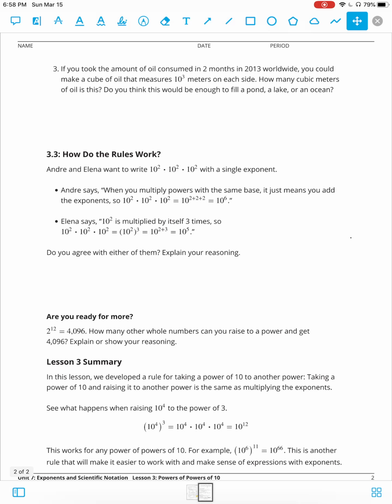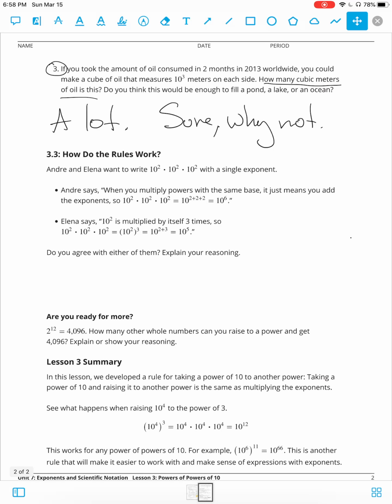If you took the amount of oil consumed in 2 months in 2013 worldwide, you can make a cube of oil that measures 10 to the third powers on each side. It's a lot of oil. How many cubic meters of oil is this? Do you think this would be enough to fill a pond, a lake, or an ocean? Let's answer the first question. How many cubic meters of oil is this? A lot. Do you think this would be enough to fill a pond, a lake, or an ocean? Sure.